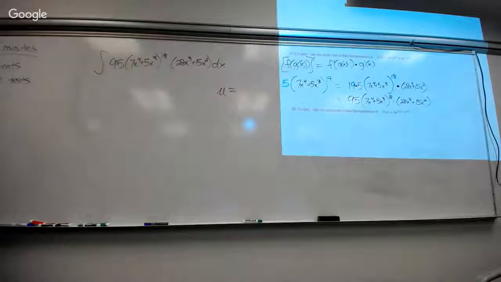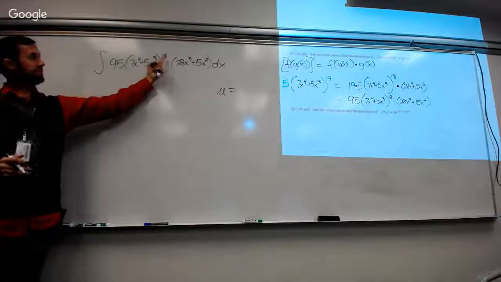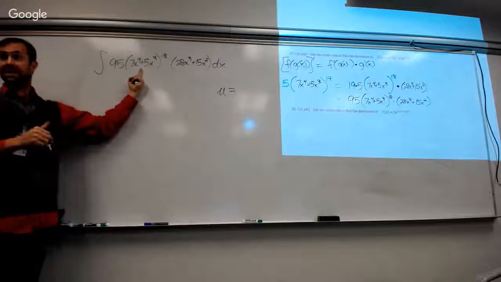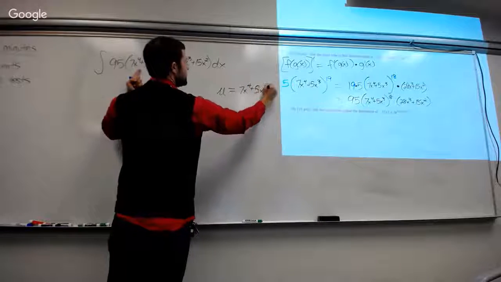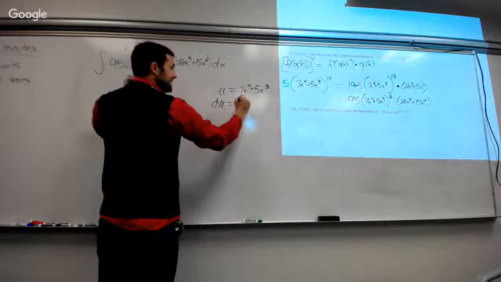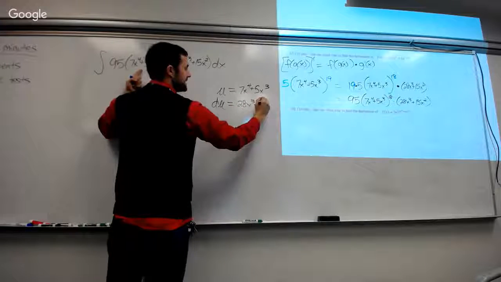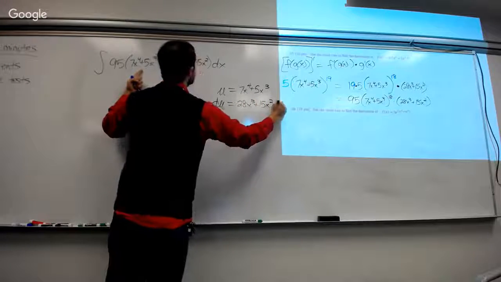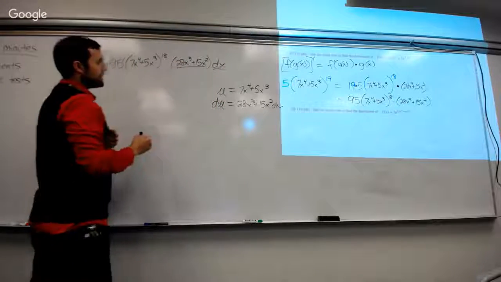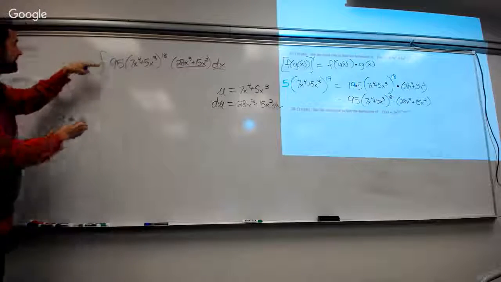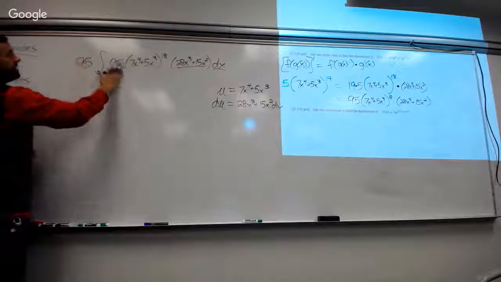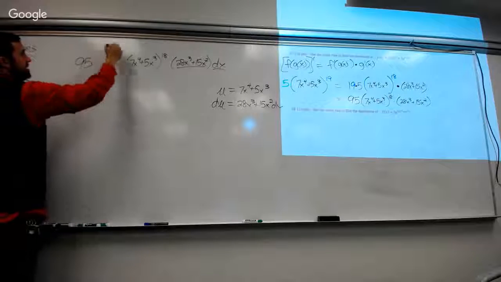Remember, the u is the inside function. What's the insidemost function? What was the inside function? This is to the 18th, so the inside function is this. So our u would be 7x to the 4th plus 5x cubed. And we know that's a good choice of u because du, which is 28x cubed plus 15x squared dx, is right there. So we definitely have the u part and the du part. And this 95 I can just bring out front.